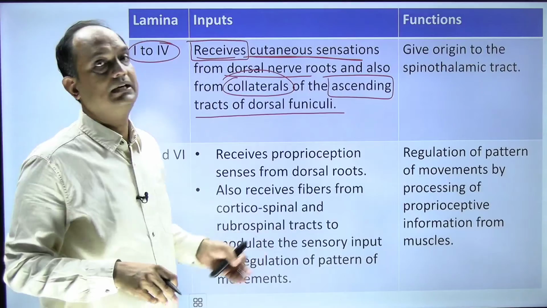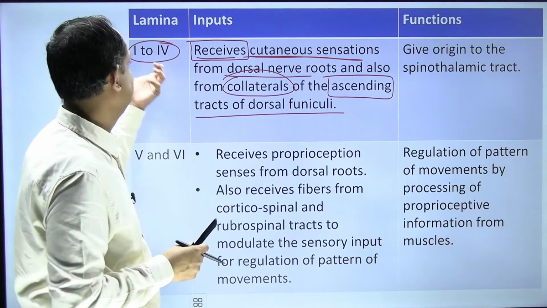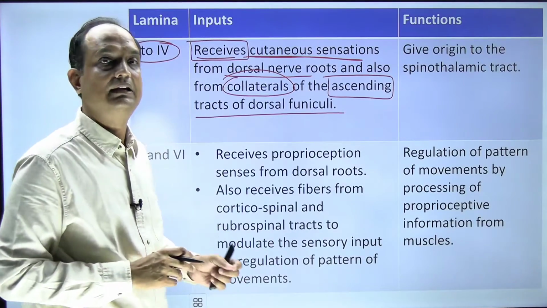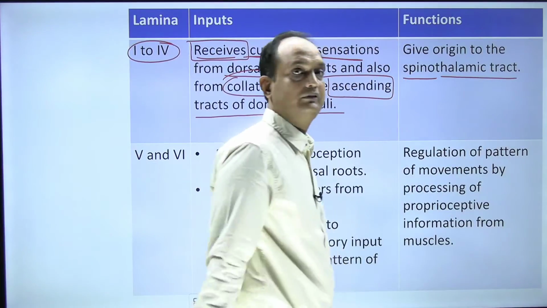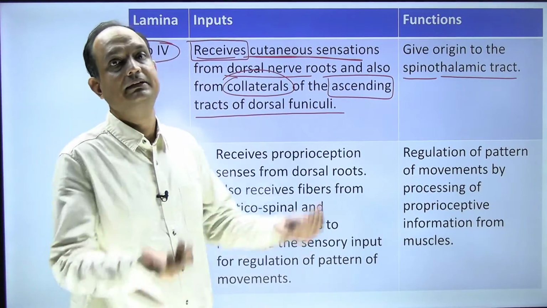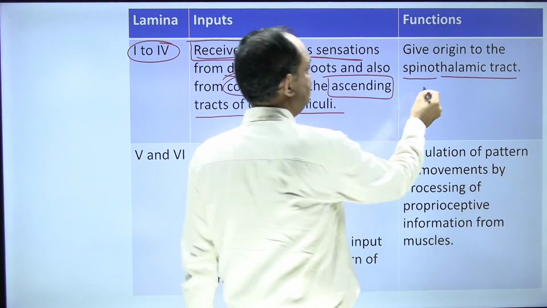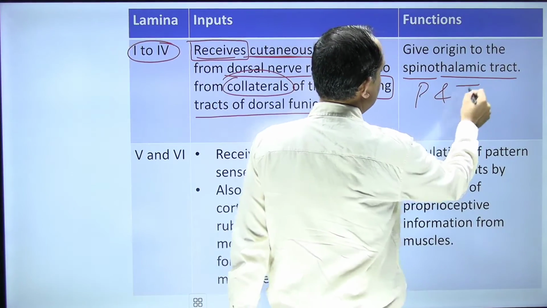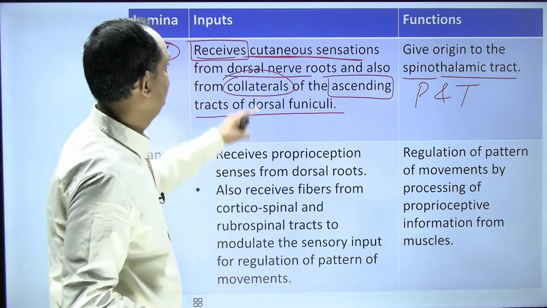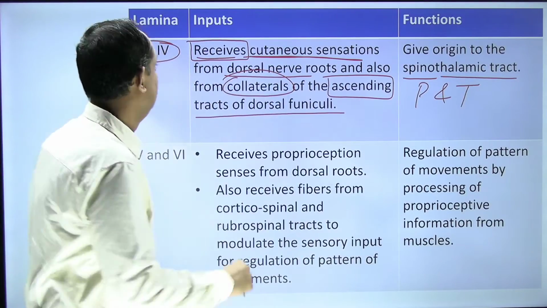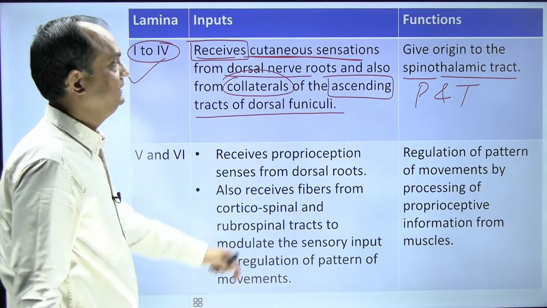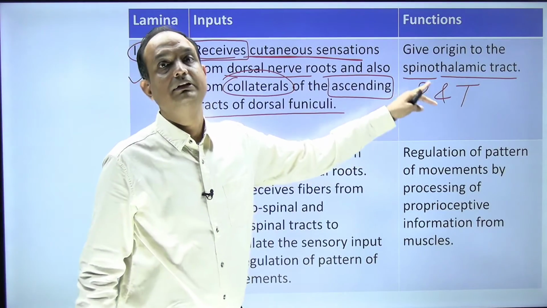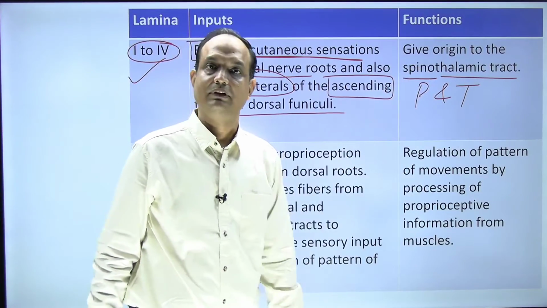So what is the function of these Rexed laminae? The function is that they give rise to a spinothalamic tract fiber. So what is a spinothalamic tract? It is an ascending tract, and this tract carries pain and temperature. So we will find out which type of cutaneous sensation relays in Rexed lamina 1 to 4. Answer is pain and temperature, and they will give rise to the spinothalamic tract fiber.